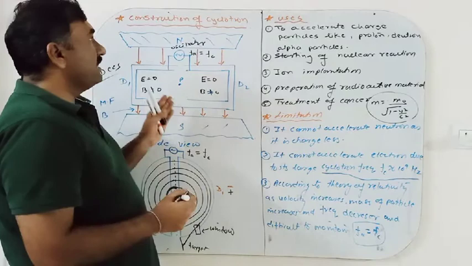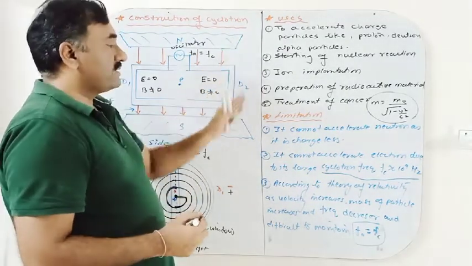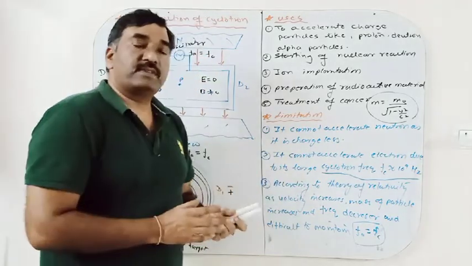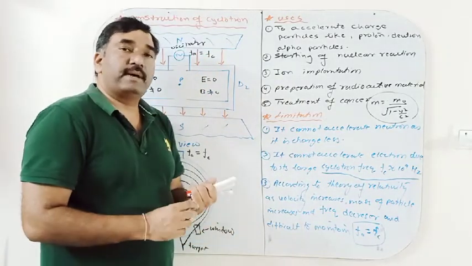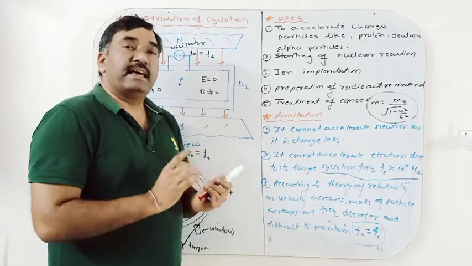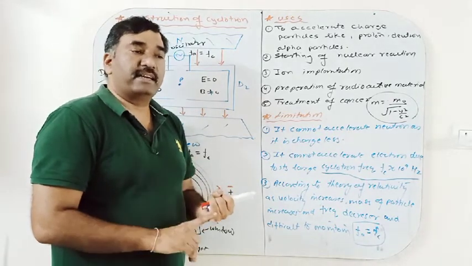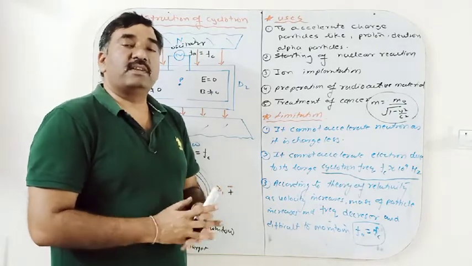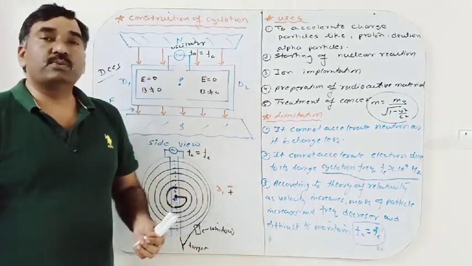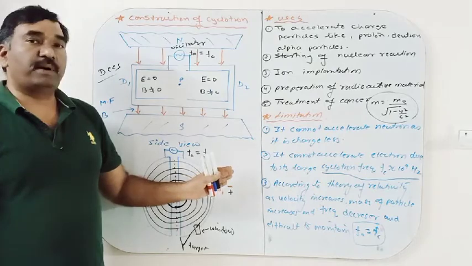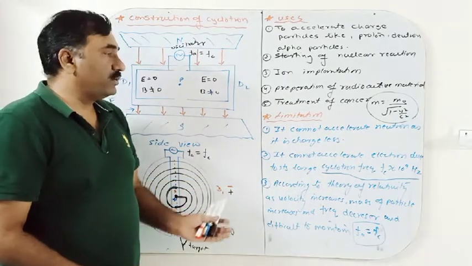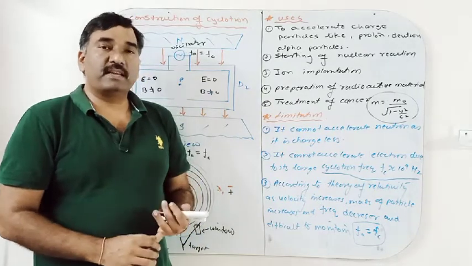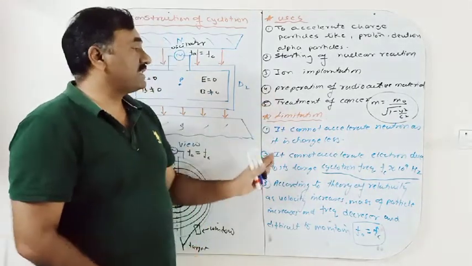Okay, so this is the working, uses and limitation of the cyclotron. So what is the principle of the cyclotron? The cyclotron is used to accelerate charged particles. Here energy is provided by the electric field, the magnetic field changes its direction, and the combination of both electric field and magnetic field is used to accelerate charged particles. In this manner you will be able to understand the cyclotron properly. What is the principle, working, construction, uses and limitation.